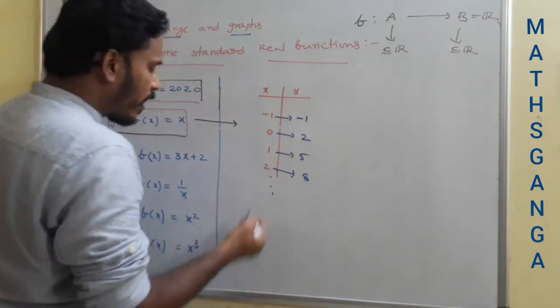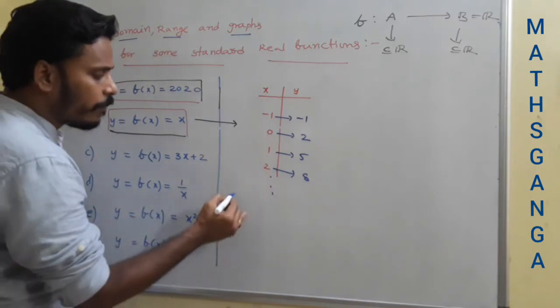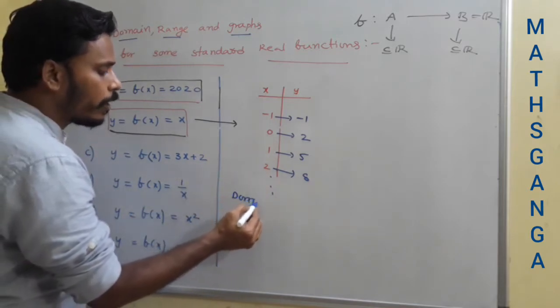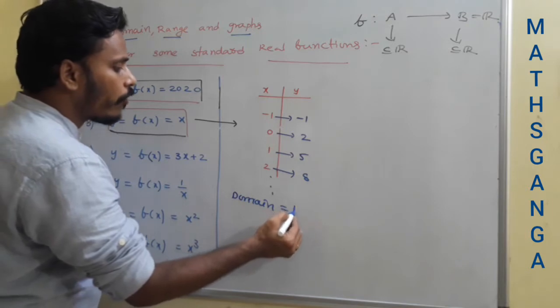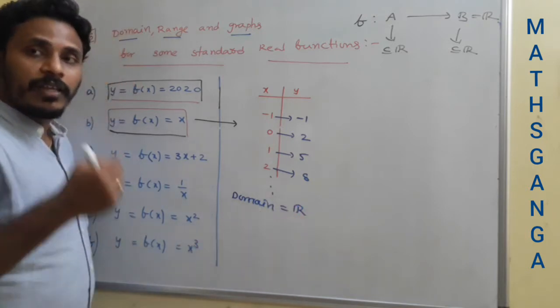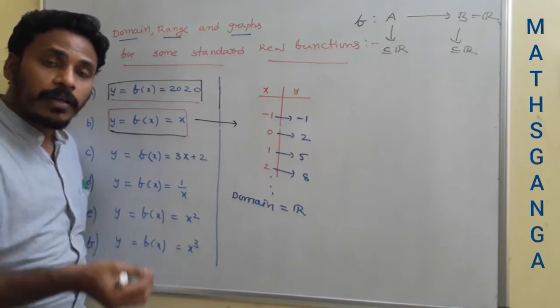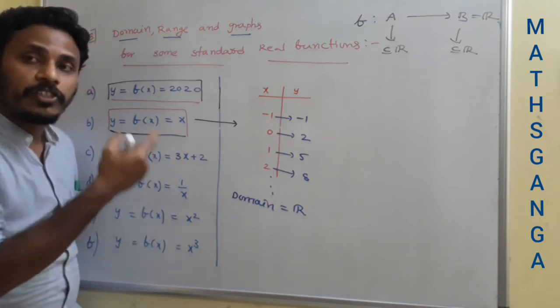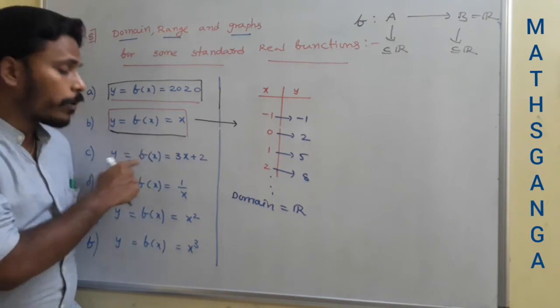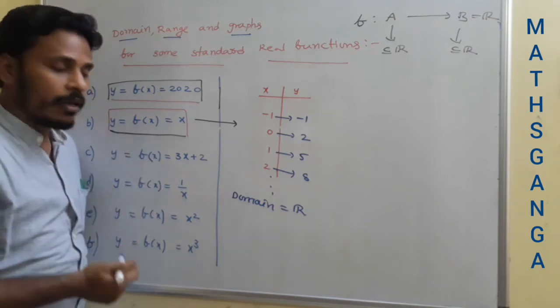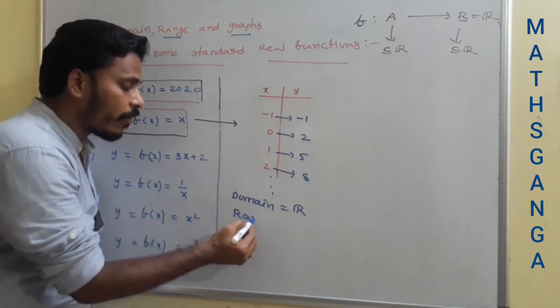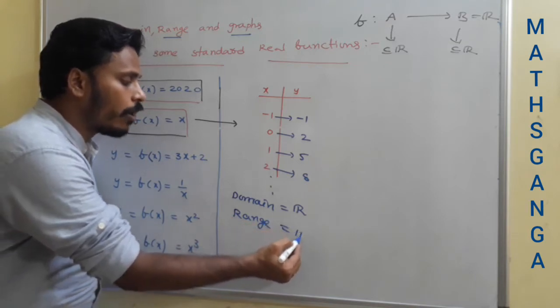So as you think in this way, what can you say about the domain? The domain is simply all real numbers. Every real number has a unique correspondence. You take any real number, replace that real number in the place of x, and it generates y. So for this particular function, the domain is all real numbers, whereas the range is also all real numbers.